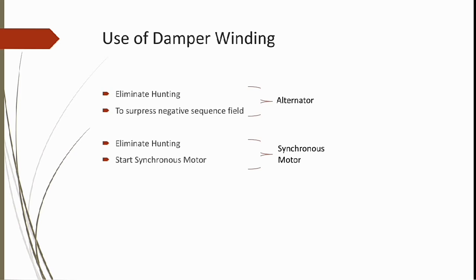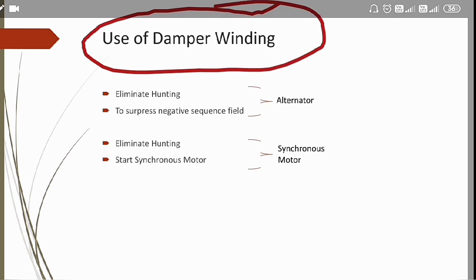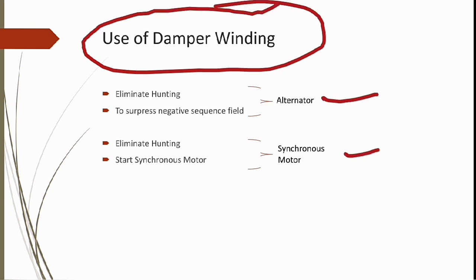So here you see the condition in which we use the high resistive material for making a damper winding. What is the use of damper winding? In an alternator and a synchronous motor, the uses of damper winding are different, but the most common is eliminating the hunting process.